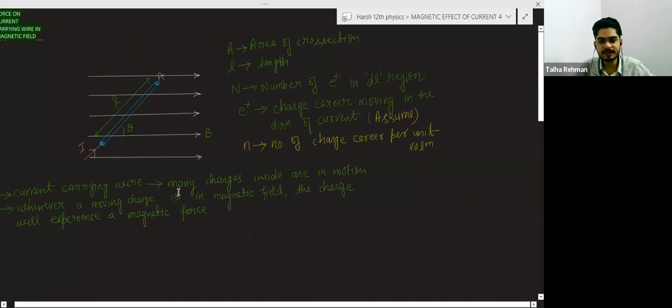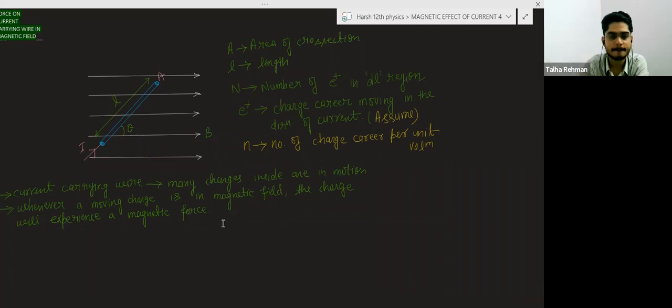So in a current carrying wire, there are many charges inside in motion. You can imagine in this wire there are e positive charges moving in the direction of the current. Whenever a moving charge is in a magnetic field, the charge will experience a force. We have discussed this earlier. Whenever there is a moving charge in the magnetic field, there will be some force on that charge.